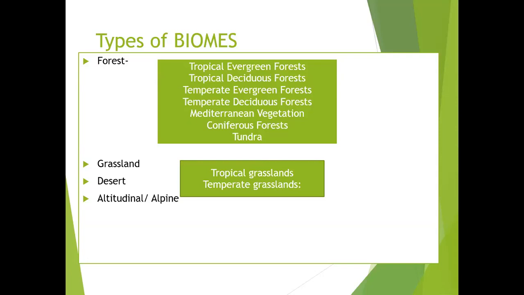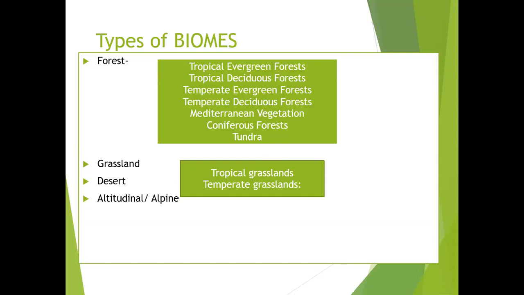So see here, tropical deciduous forest is there, then temperate deciduous forest is also here. So wherever the word deciduous comes, you can derive two meanings. One is that the trees have this ability to shed leaves, and second, they will be having a dry season.